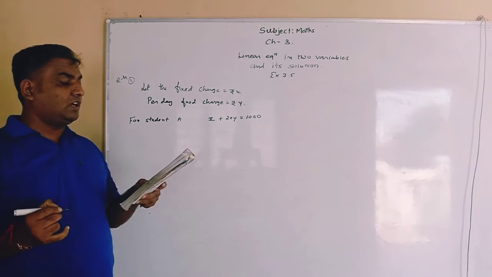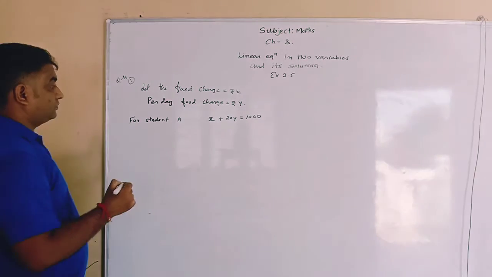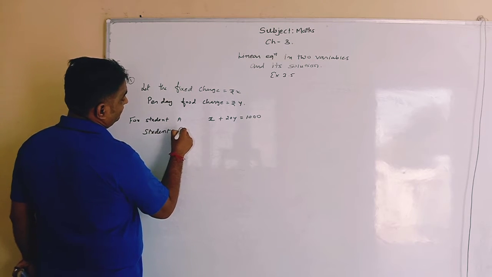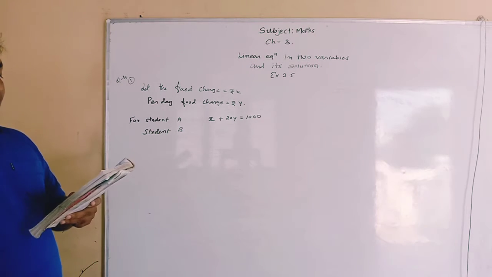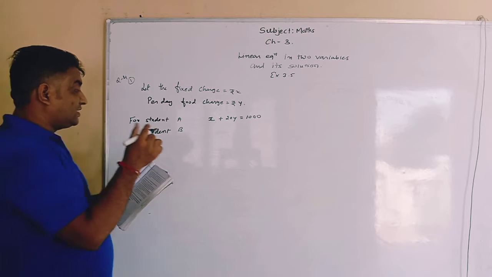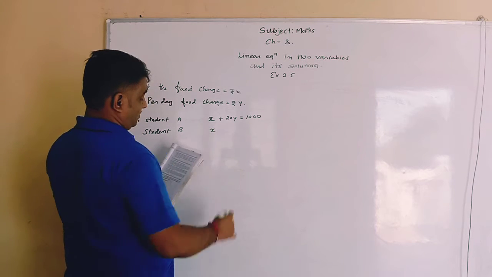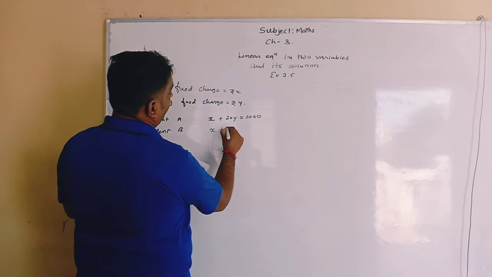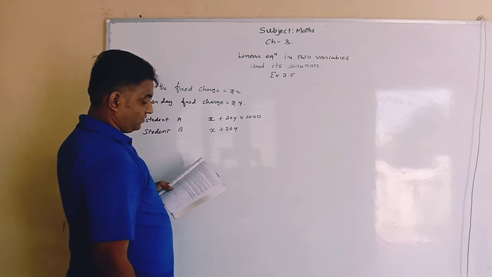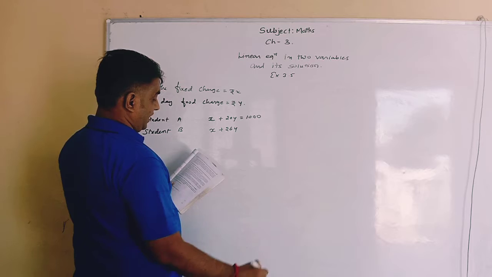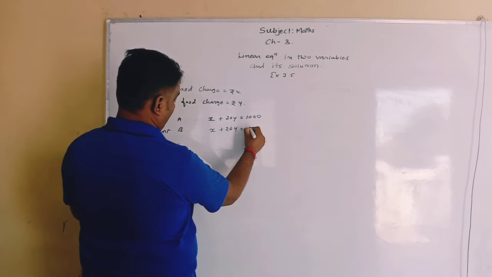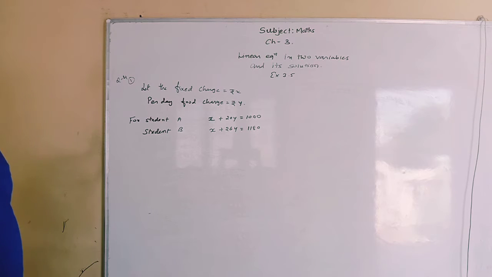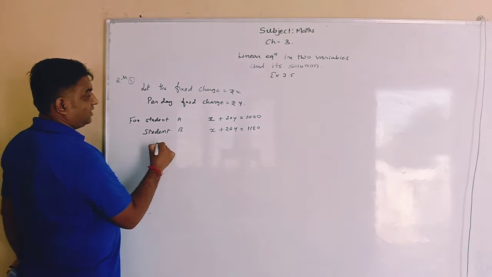And for student B, the fixed charge is x rupees and the 26 days charge will be 26y. Then the total bill is 1180 rupees. Now we solve this equation.